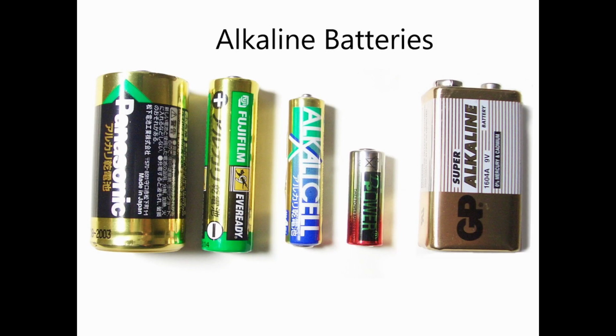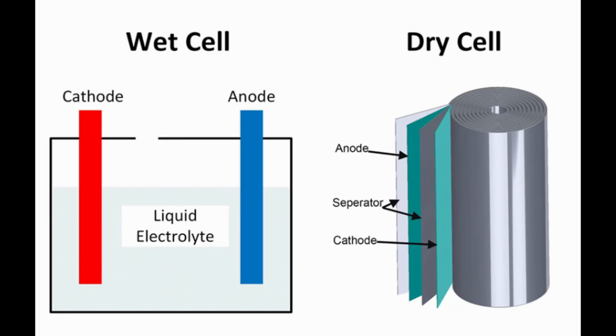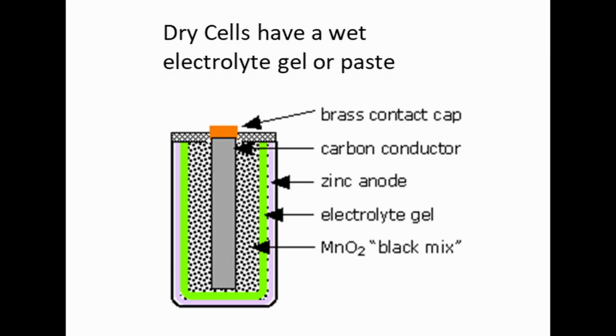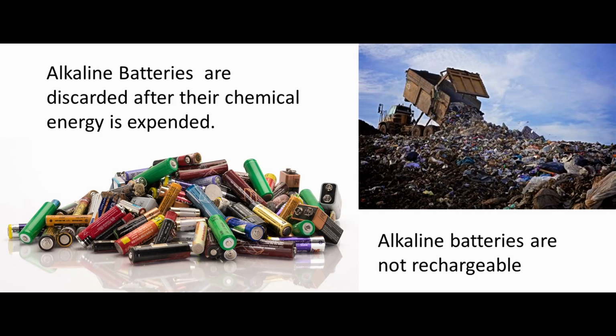The most common batteries that may be found in the home are alkaline batteries. Alkaline batteries are dry cells. Dry cell batteries contain water, but the water is locked up in a viscous gel that does not slosh around. Alkaline batteries are not rechargeable and are usually thrown away once they have been depleted.